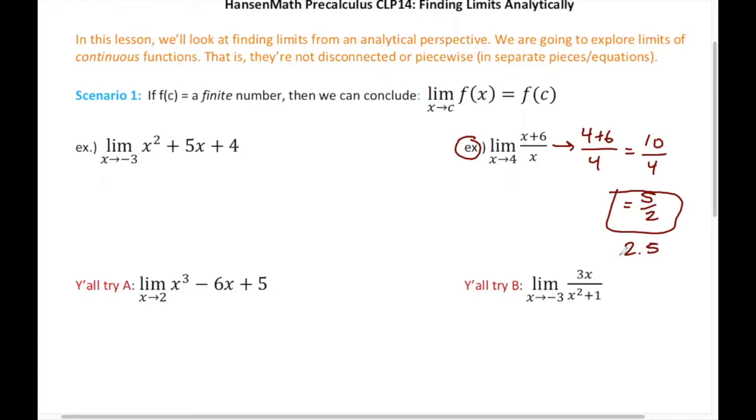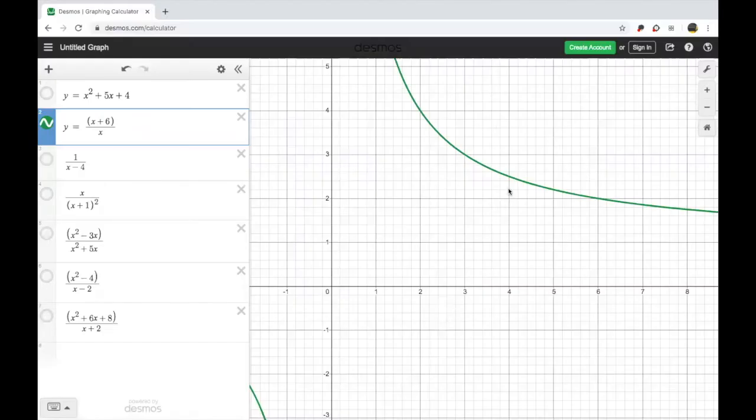Let's take a quick peek at the graph to confirm. Here is our graph, and as we approach 4, you'll see that exactly at 4, we are at a height of 2.5, which is consistent on both sides. So there you have it. As you approach 4, you have a limit and a function value of 2.5.